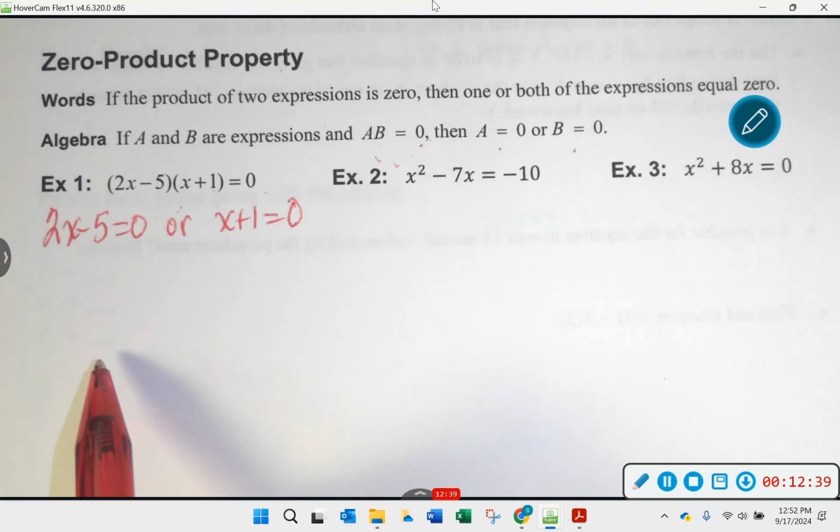Samira, do you have it? Okay. Caleb, do you have it? Mm-hmm. 2.5, -1. Good.